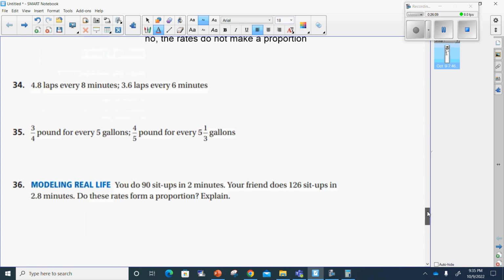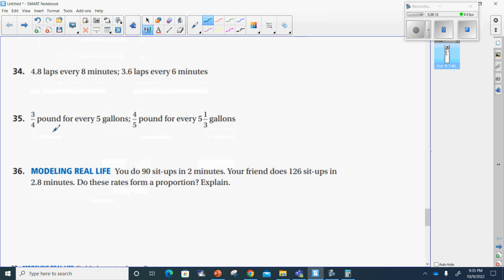It wants to know the same thing. 3/4 pound for every 5 gallons. Pounds up top, gallons on the bottom. Will it equal 4/5 pounds for every 5 1/3 gallons? All right, let's cross multiply this one. It is my preferred method, to be honest with you. That has to equal that.